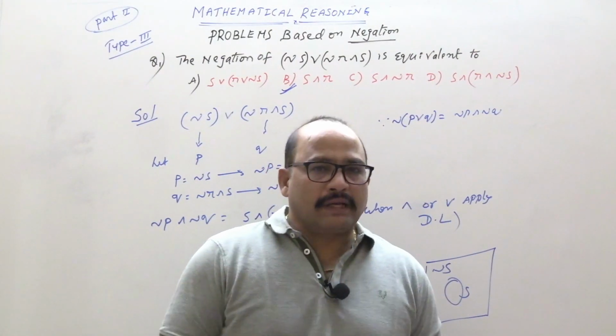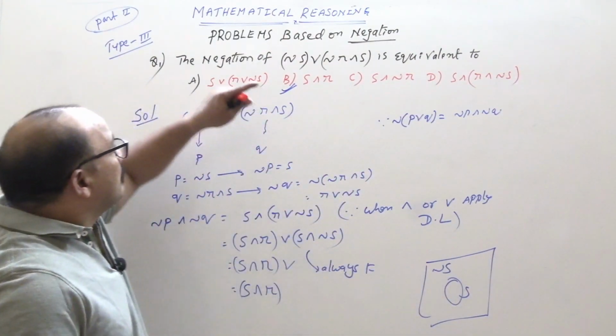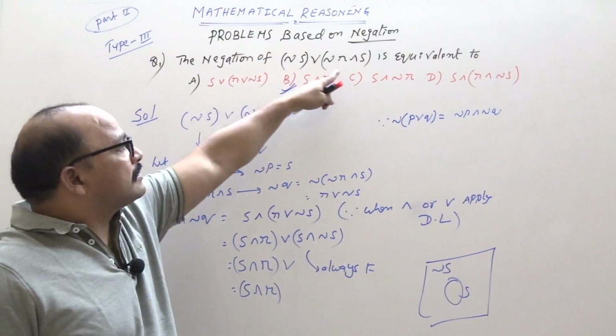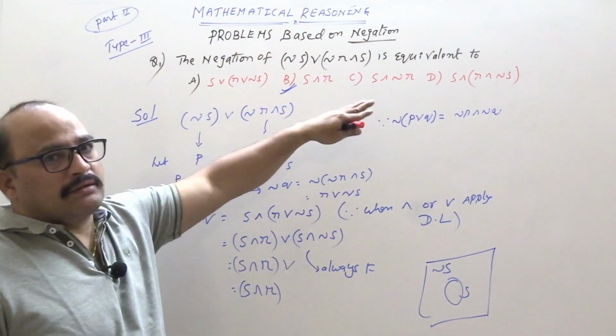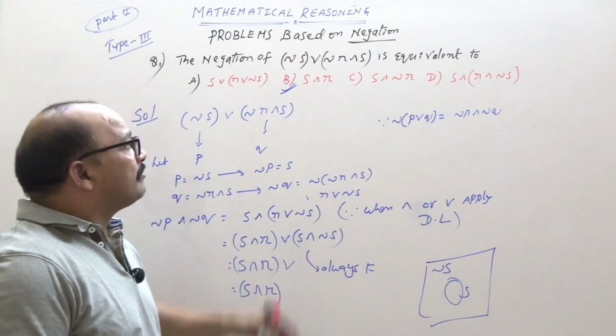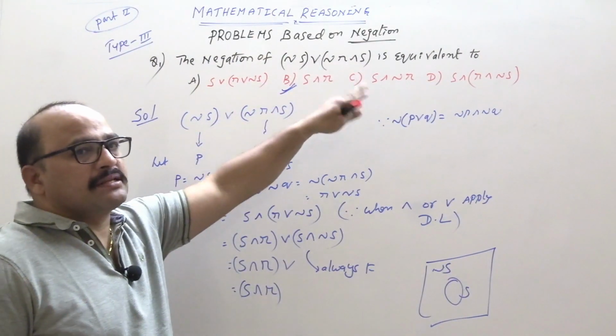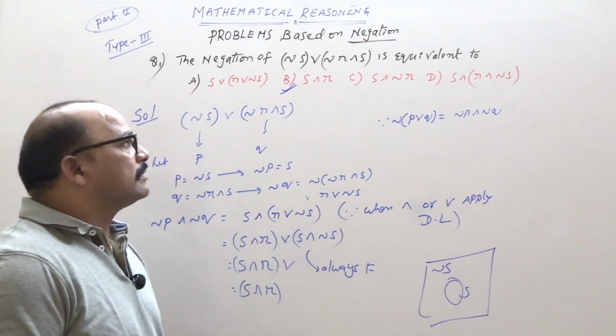I am not using truth tables again one more time. So the negation of this is equivalent to what? The negation of that, what? దీనికి negation apply చేస్తే what will come? That answer is the question, students.